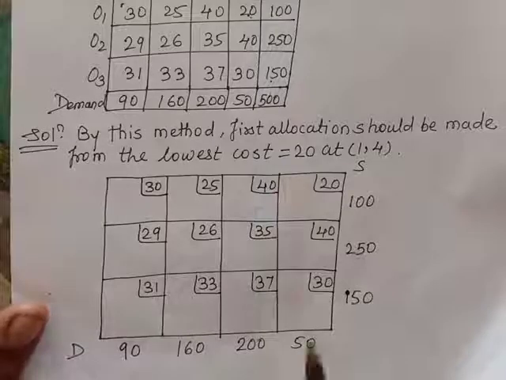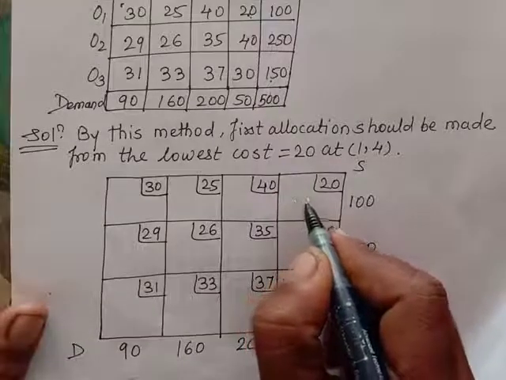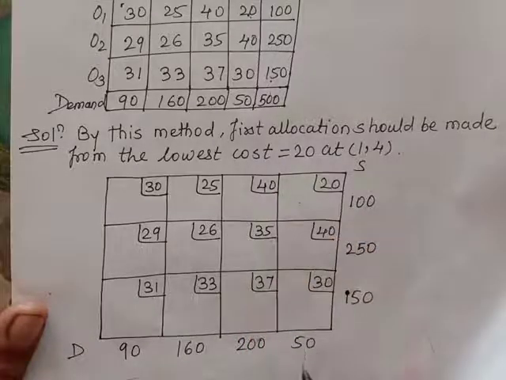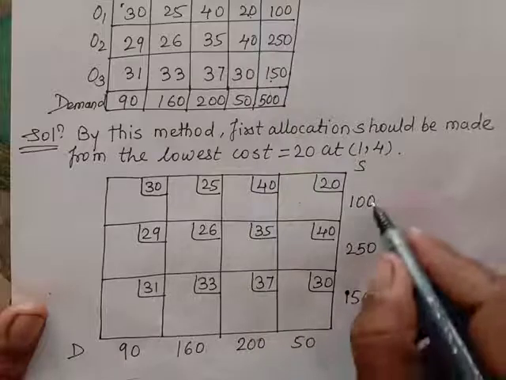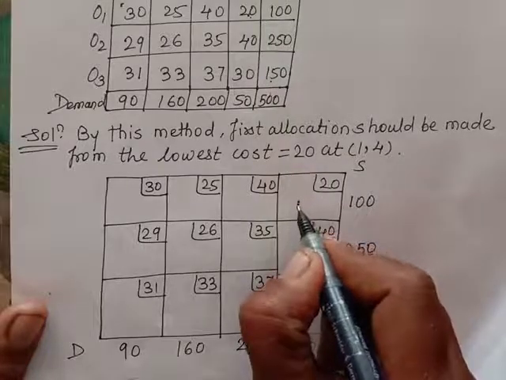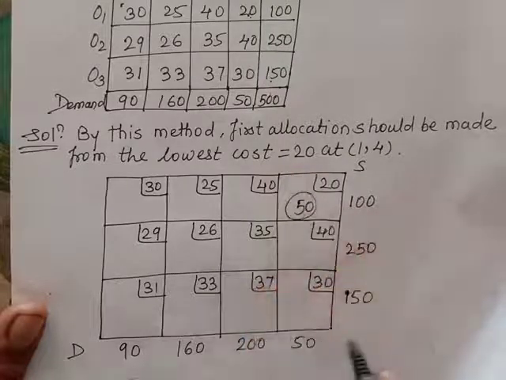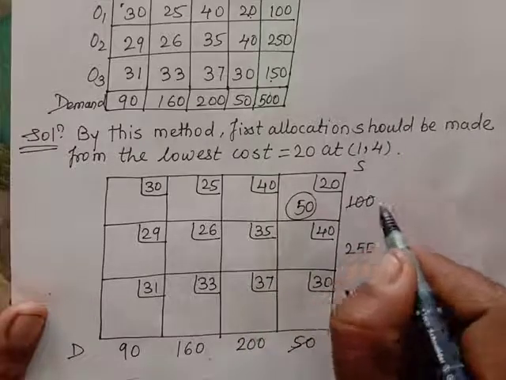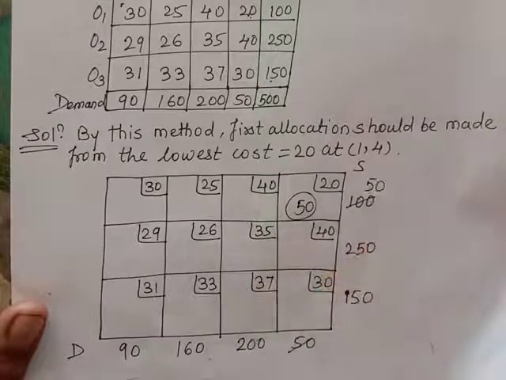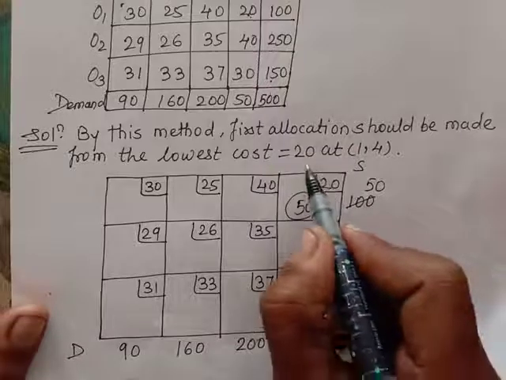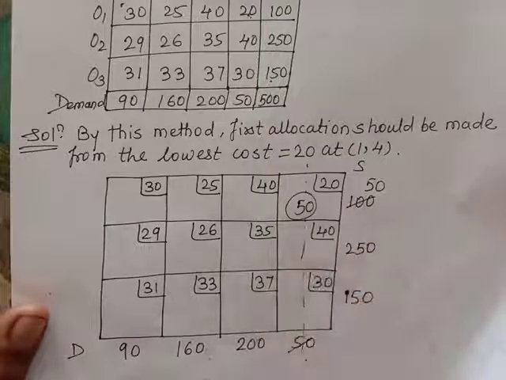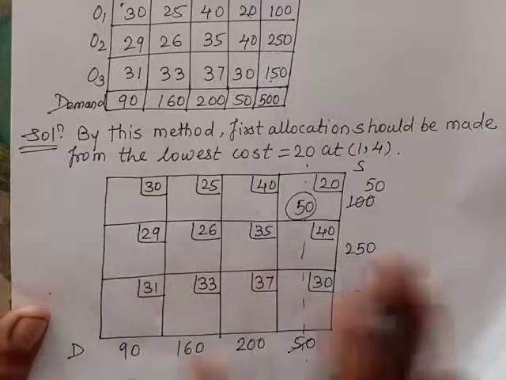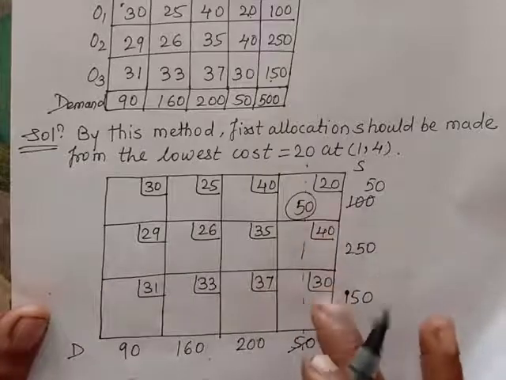Now we have to start allocation from here. So at this position, look at these ones: 150. So the minimum is what? 50. So we will do the allocation 50. So here 50 is left. Fine. Now due to that, this column gets satisfied, so we won't consider this column further.